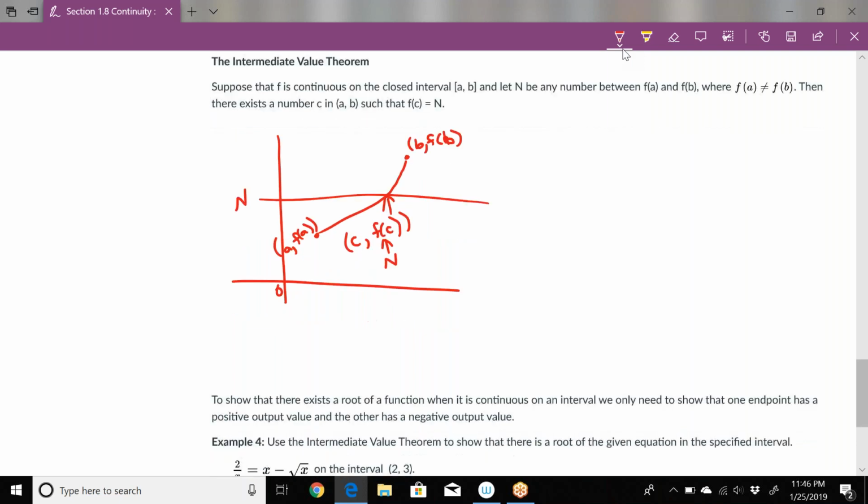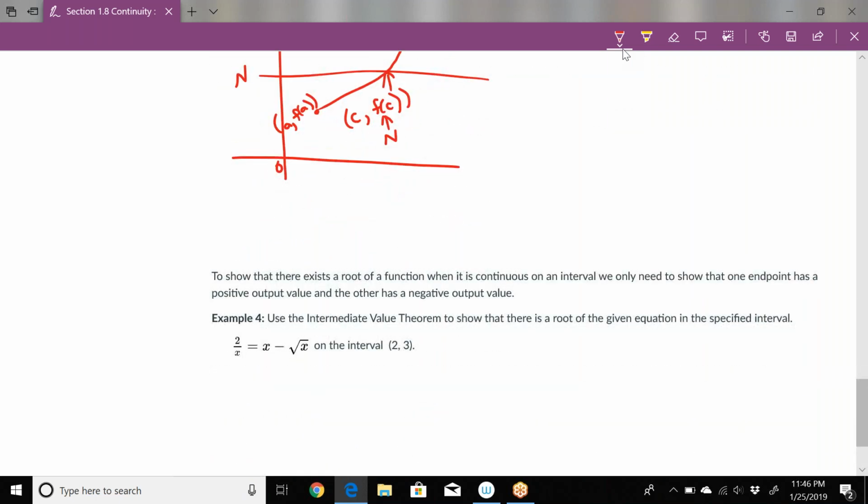To show that there exists a root of a function, remember, a root means that your y value equals 0. When it's continuous on an interval, we only need to show that one endpoint has a positive output value and the other has a negative output value. That doesn't tell you exactly how many roots there are, it just tells you that there is one. And even if you got two positive values in your interval, that doesn't necessarily mean there's not a root, it just means that this test is inconclusive. It only proves that there exists a root if the sign changes for the output value.